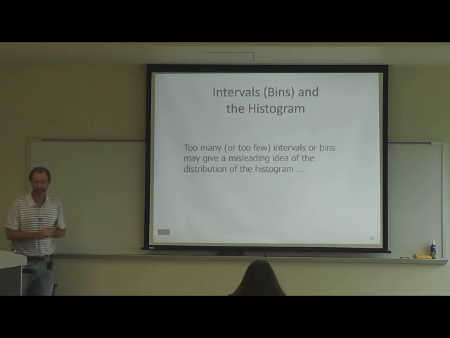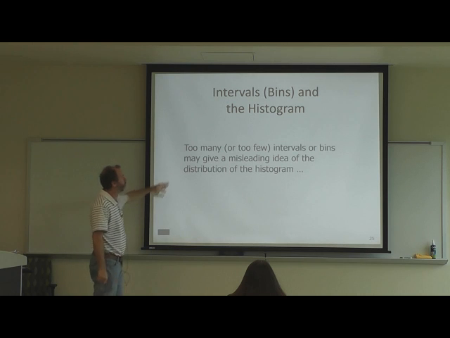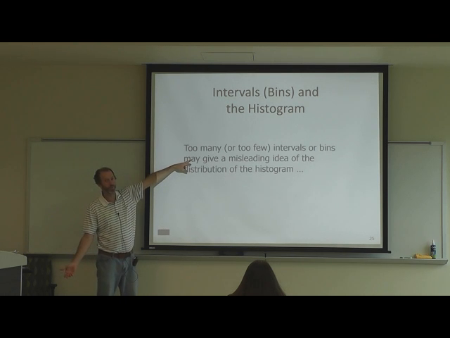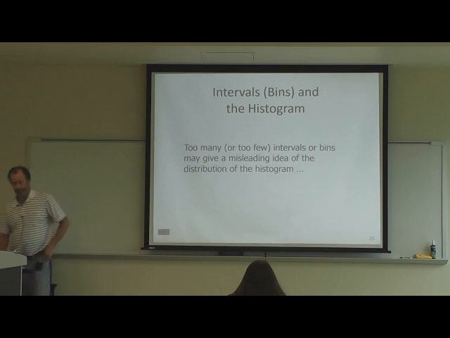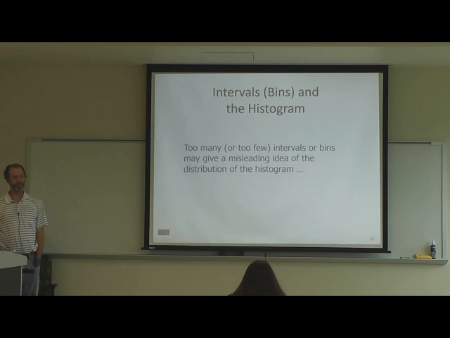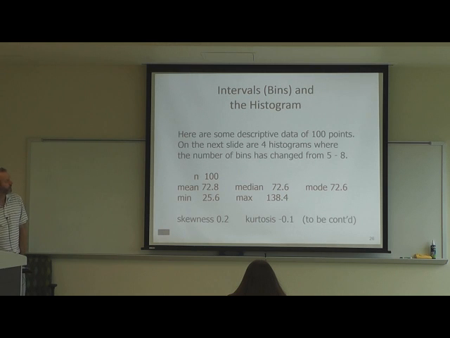If you have too many or too few intervals or bins, it may give a misleading idea of the distribution of the data in the histogram. If you have too few, it's just going to look like a big flat area. Too many, you might have just one big bar, maybe with a couple on the outside. So you don't get a good idea of the distribution.